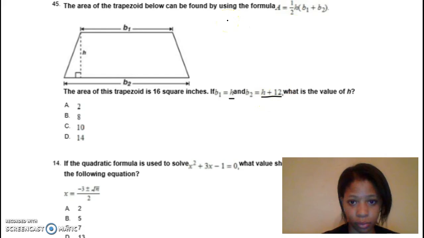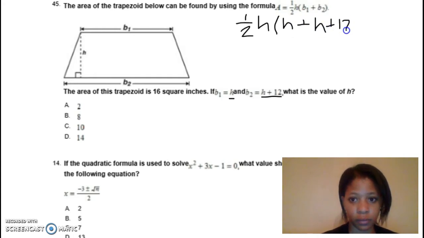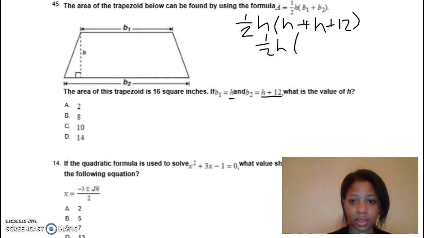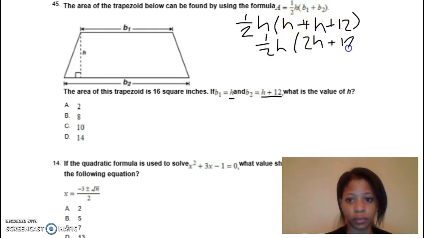So I'm just going to rewrite my equation. So I have 1/2 times H equals, I'm substituting H for B1, so instead of B1 I'm putting H, plus, and I'm substituting H plus 12 in for B2, so I'm going to write H plus 12 instead of B2, right? So now I have 1/2 H, and now in my parentheses, both these H's I can combine. So H plus H would be 2H plus 12. And now I need to distribute.